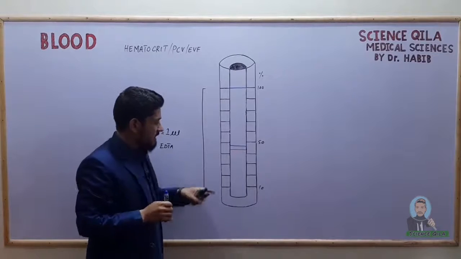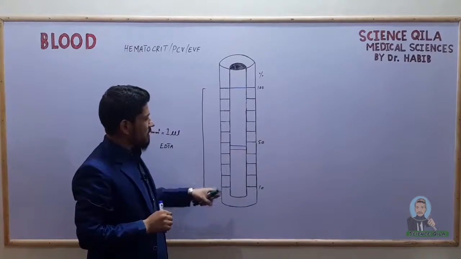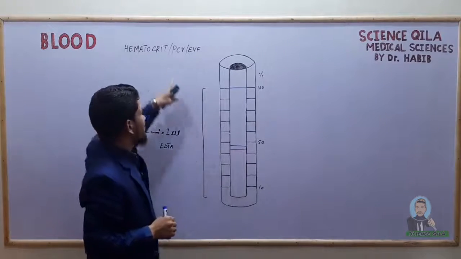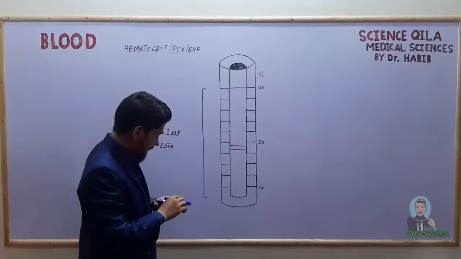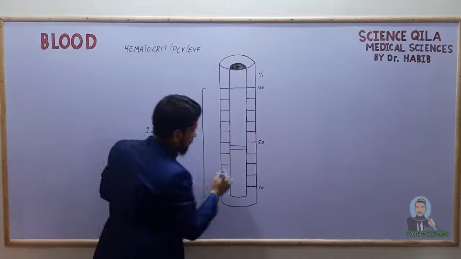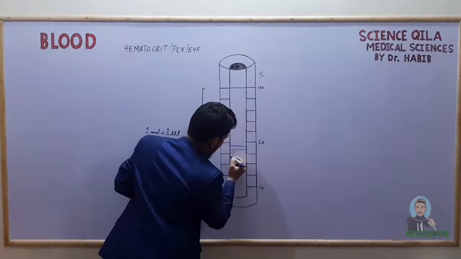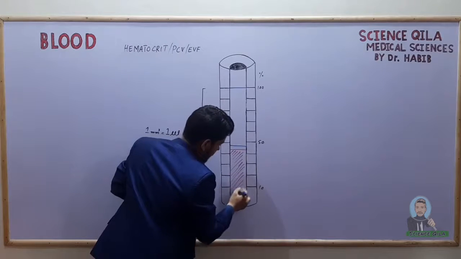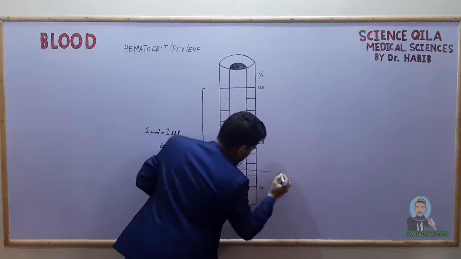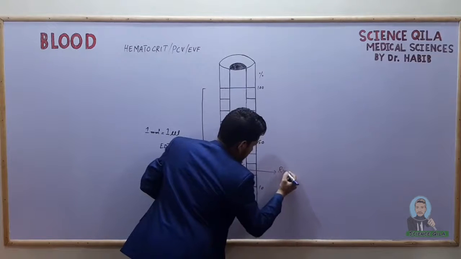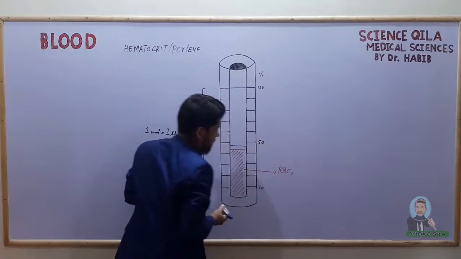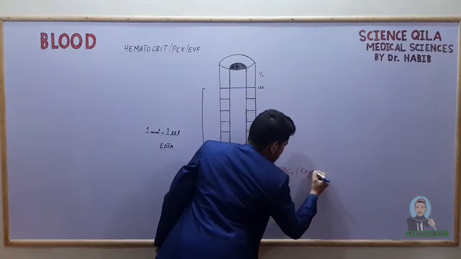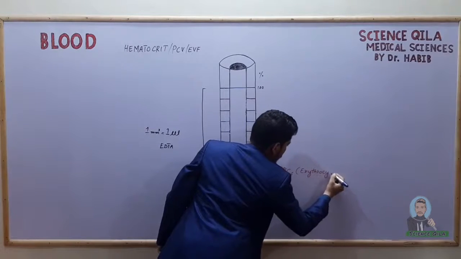Okay, the most dense layer of the blood will be packed at the bottom of the test tube, and that is called packed cell volume, and this layer is of red blood cells. So this layer is of RBCs, red blood cells, which we also call erythrocytes.